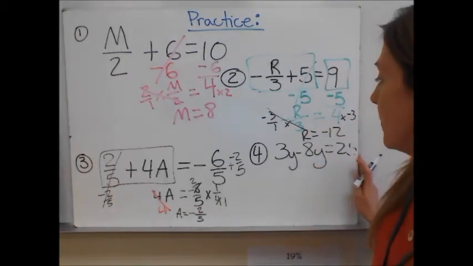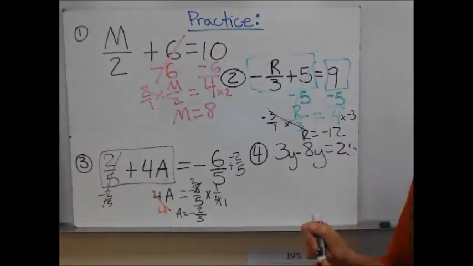All right, let's go to number 4. Number 4 is 3y minus 8y equals 25.